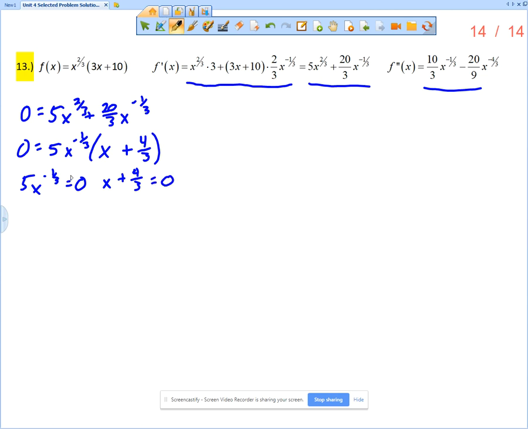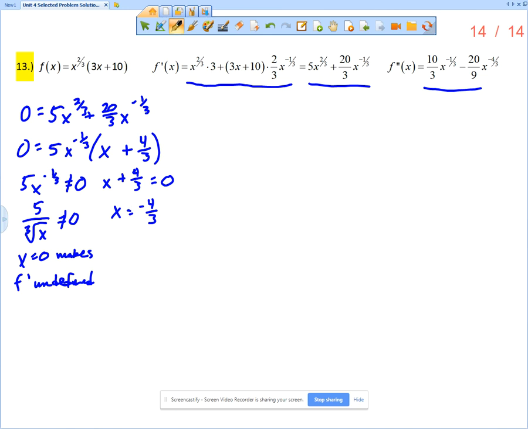5x to the negative 1/3 is never equal to 0, because this really means 5 over the cube root of x, which cannot equal 0. But if the denominator were 0, then x equals 0 makes f prime undefined. Now, look at the original function. It is defined at 0, so there is a point there, but the first derivative is undefined. So there must be a vertical tangent, corner point, or a cusp. Now we set x plus 4/3 equal to 0, so x equals negative 4/3. So 0 and negative 4/3 are going to go on my number line.